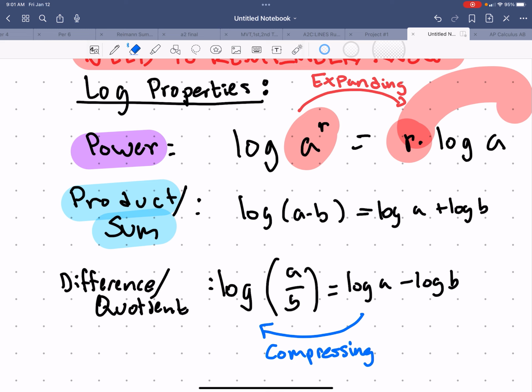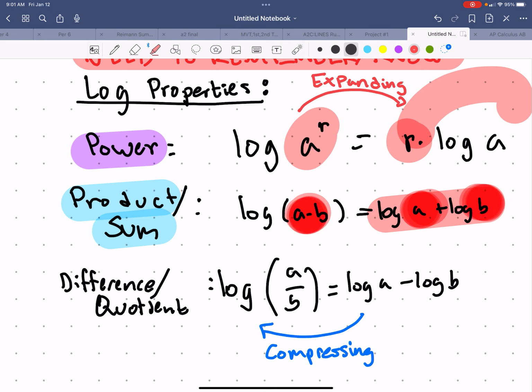Whenever you're adding two logs, you're gonna get the part that's inside the logs, like A and B, and you're gonna multiply them. That's a multiplication symbol. That's not a minus. And then whenever you're subtracting the log, log A minus log B, the left goes on top and the right side goes on the bottom. And that's what it means to compress the log, because we go from a big thing and we're just squeezing it all in together. That's what compress means.